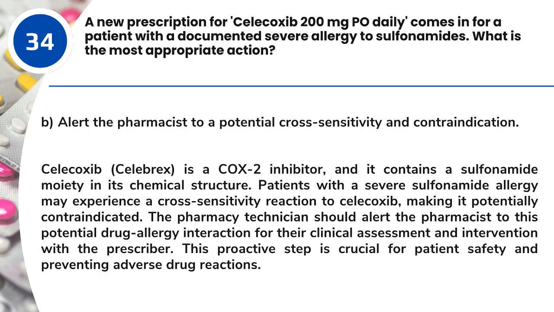Celecoxib, Celebrex, is a COX-2 inhibitor, and it contains a sulfonamide moiety in its chemical structure. Patients with a severe sulfonamide allergy may experience a cross-sensitivity reaction to celecoxib, making it potentially contraindicated. The pharmacy technician should alert the pharmacist to this potential drug allergy interaction for their clinical assessment and intervention with the prescriber. This proactive step is crucial for patient safety and preventing adverse drug reactions.